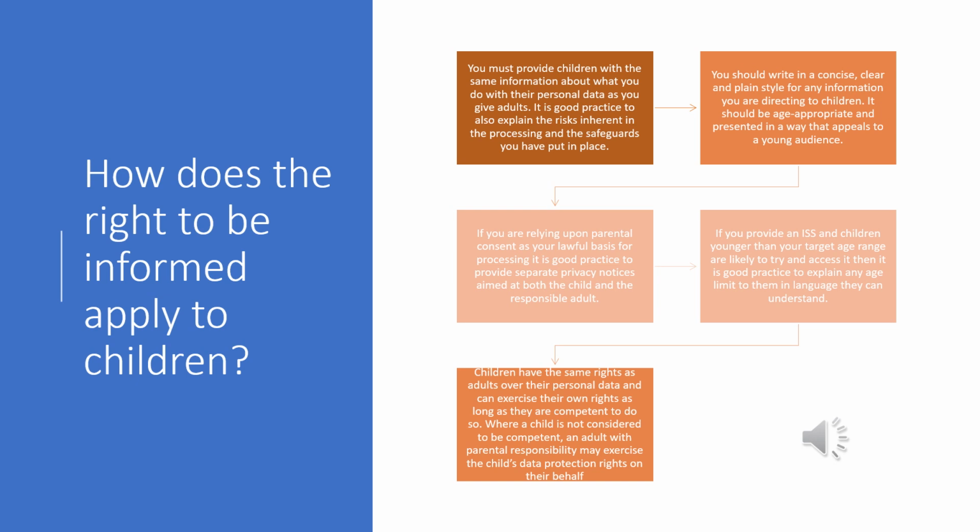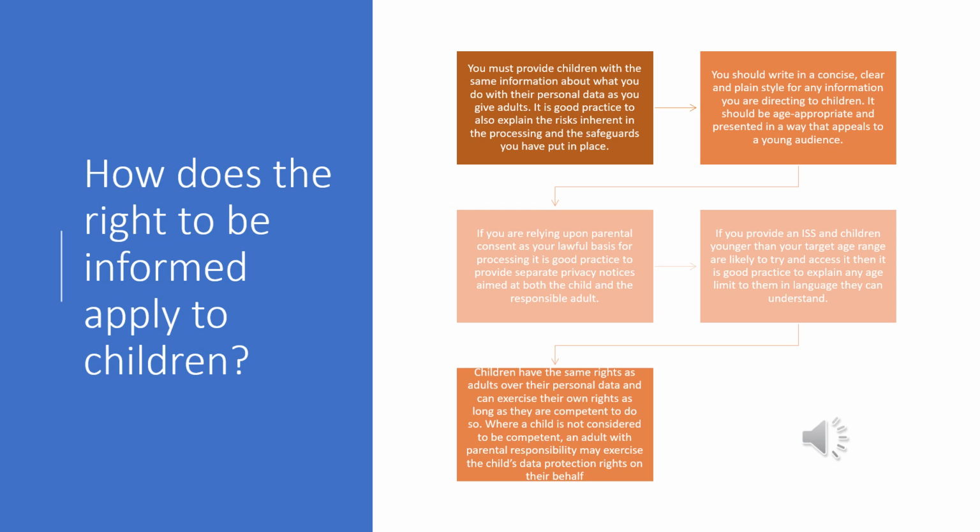How does the right to be informed apply to children? You must provide children with the same information about what you do with their personal data as you give to adults. It is good practice to also explain the risks inherent in the processing and the safeguards you have put in place. You should write in a concise, clear and plain style for any information that you are directing to children. It should be age appropriate and presented in a way that appeals to a young audience.